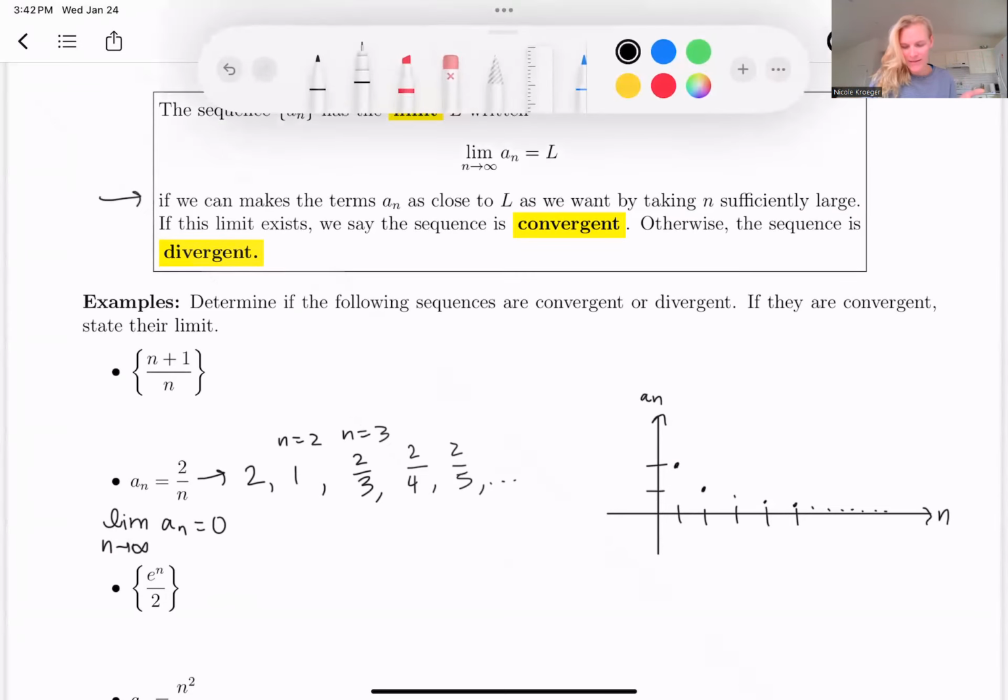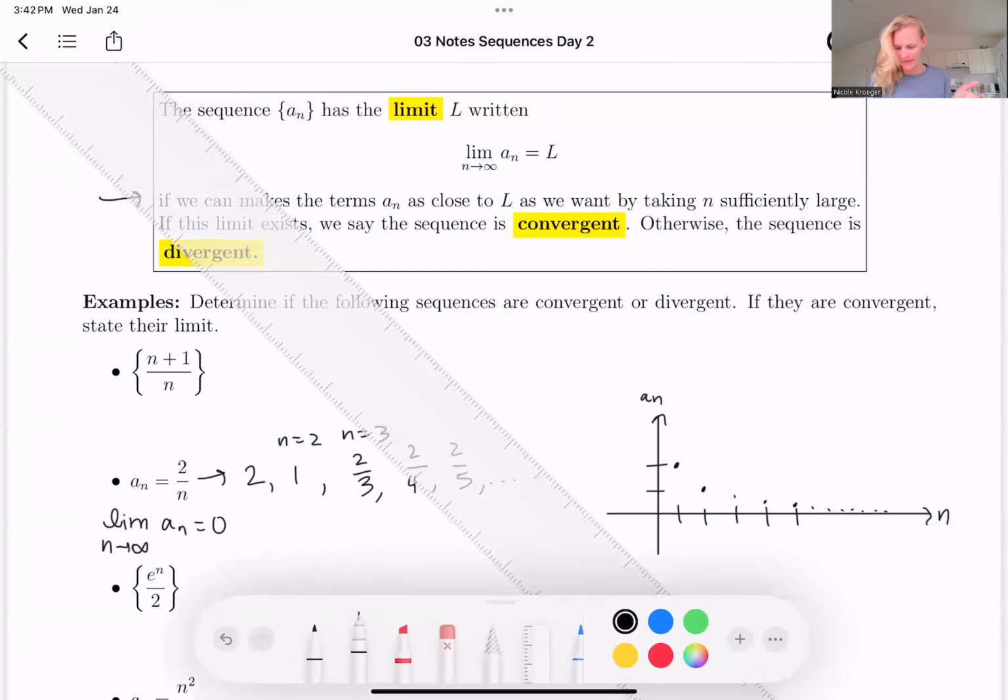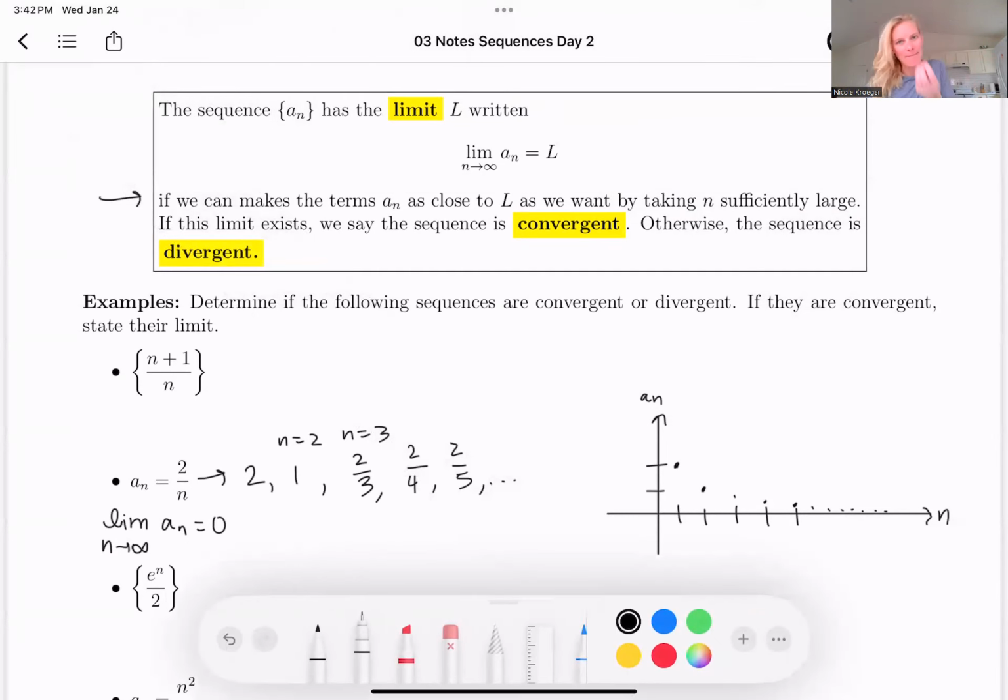In the event that we're getting a number out from our limit, we say that the sequence converges. We say that this particular sequence converges to 0. So in this case, we would say this is a convergent sequence, and it converges to 0. If that limit does not exist or is infinity, then we say that that sequence diverges. So converging means that we're getting closer and closer to a single value.